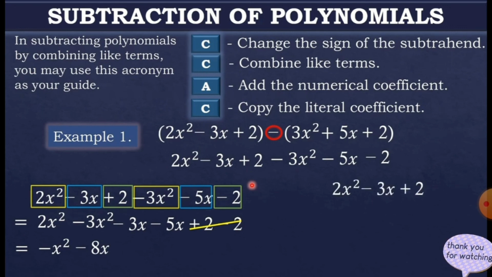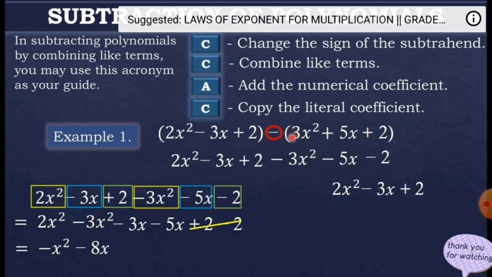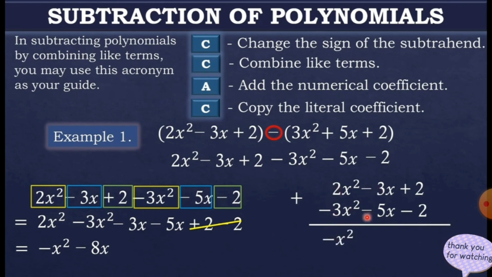Okay, so if we try to do the operation in a vertical way, pwede rin. Just like in adding polynomials. So first, we have to write the first expression. Then, second expression, sa ibaba ng first expression, dapat magkatapat. Dapat align sila yung like terms. Okay? So, ito na nga. Kindly check. Then after that, since we already write the first and second expression, and naka-align sila based on the like terms, so gawin yung operation.